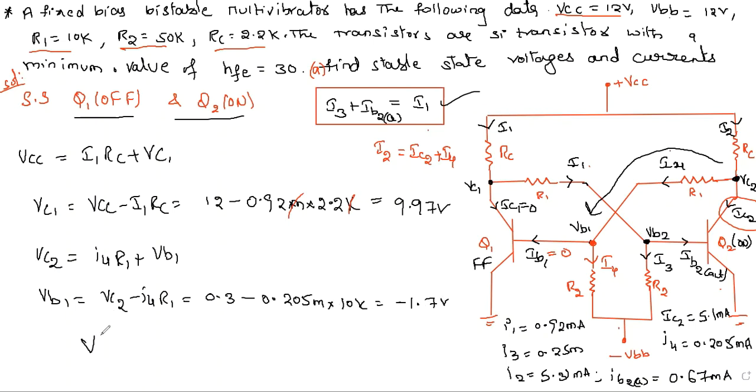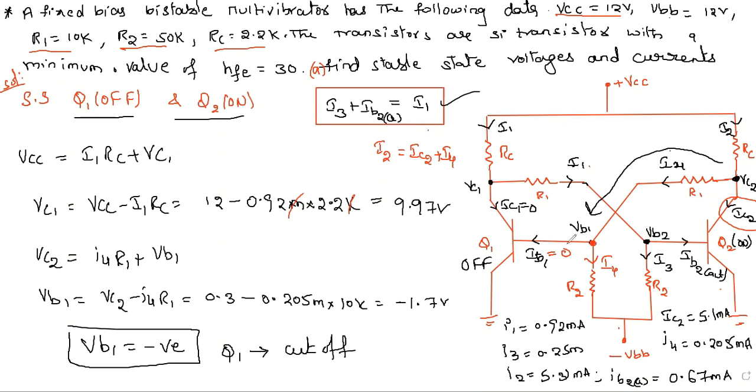So Vb1 is negative. What does this mean? Vb1 negative means the base voltage of the first transistor is negative. That means Q1 is in cutoff. We already got to know that Q2 is in saturation. That was confirmed by the test for saturation, and now here Q1 is in cutoff. That is given by the Vb1 value, which is negative, meaning that Q1 is in cutoff.